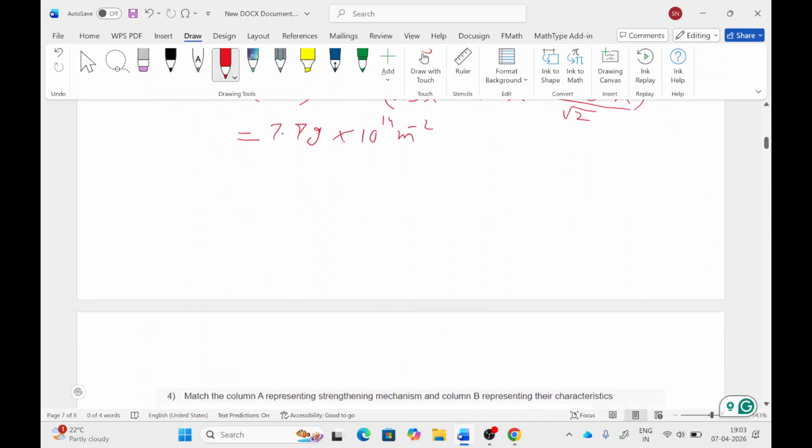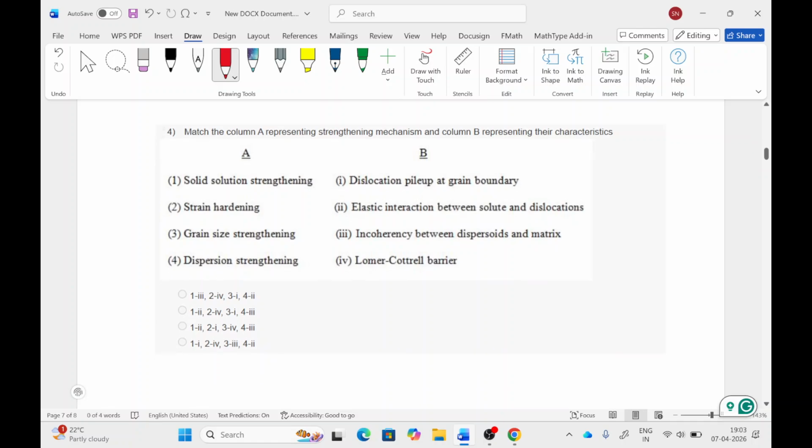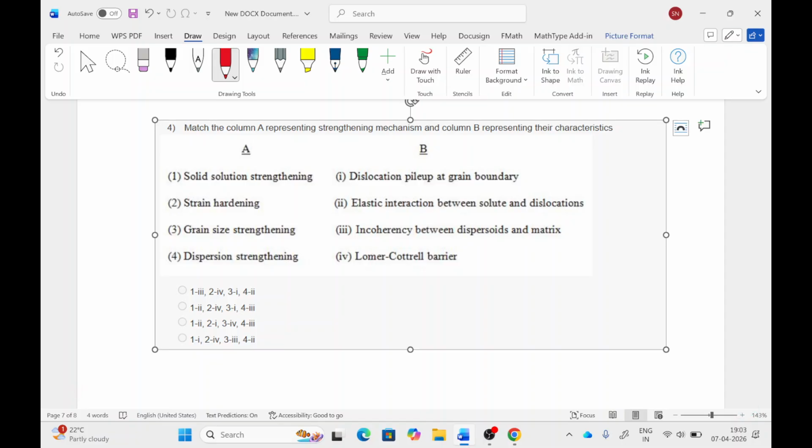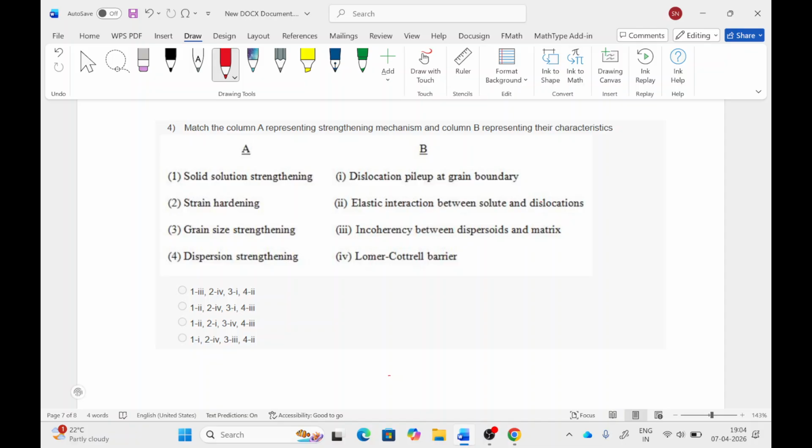So next question is we have to match the column with strengthening mechanism and the interaction in that strengthening mechanism. So first is the solid solution strengthening. In solid solution strengthening, the solute and solvent atoms interact, and they can interact with dislocation also. So elastic interaction between solute and dislocation. So this will match with the second option.